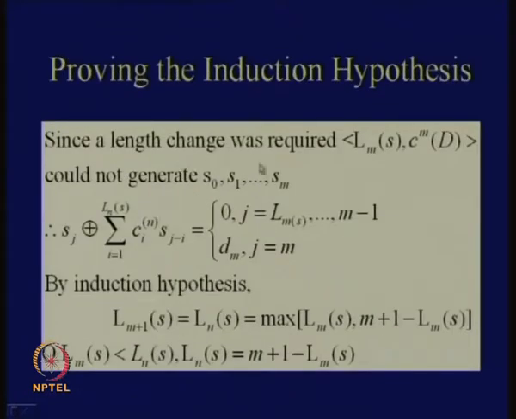So, since a length change was required, you see that only at j equal to m there must be a discrepancy, but otherwise this would have held fine. Therefore, the discrepancy was 0 in all these cases. So, since a length change was required, this LFSR, that is Lm(S), with the corresponding polynomial Cm(D), could not generate the sequence from S0 to Sm, and that is why you changed the length. So, what is the sequence length here?